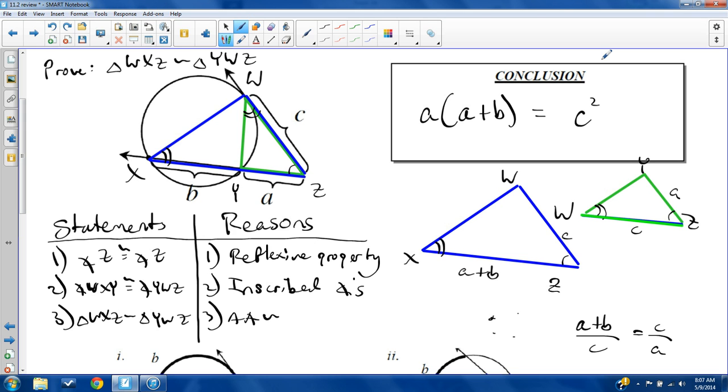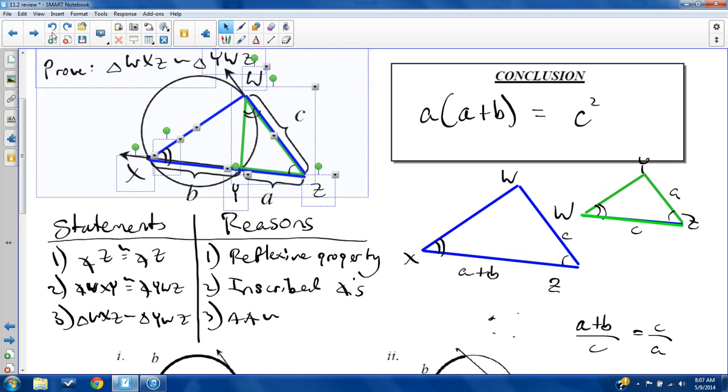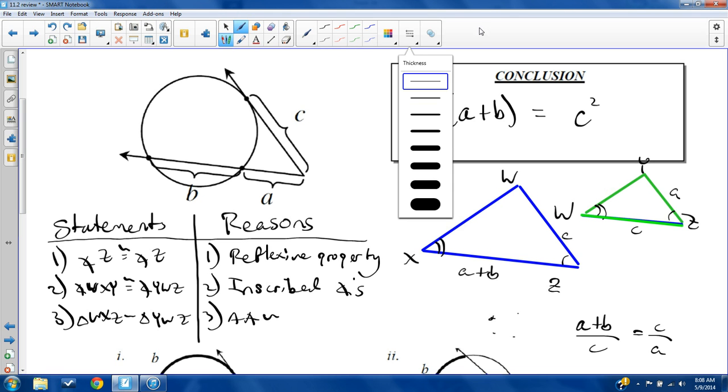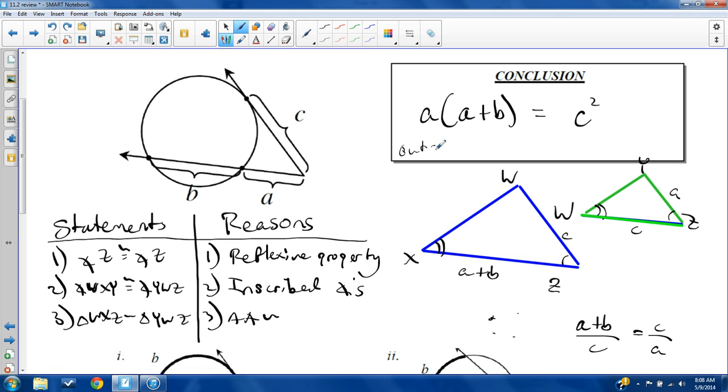I did a lot of work to get there, but my conclusion is this, and I'm going to erase this top stuff, all those blue markings and stuff, and I'll undo it if I need to. Look at this. A is this part right here times A plus B. That is the outside segment times the whole line equals the outside segment times the whole line. Even though the outside segment is the whole line. C times C is outside segment times whole line. So I'll write that in. Outside times whole line, that's a times by the way, equals outside times whole line.